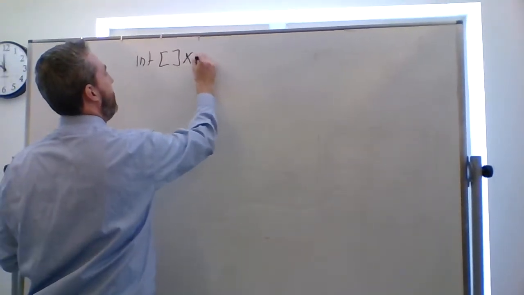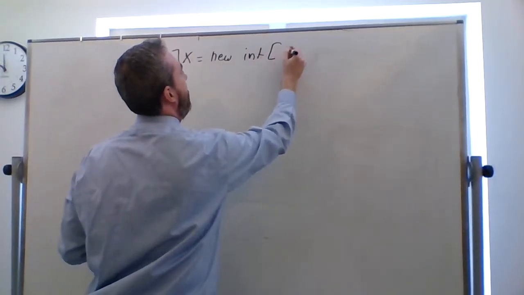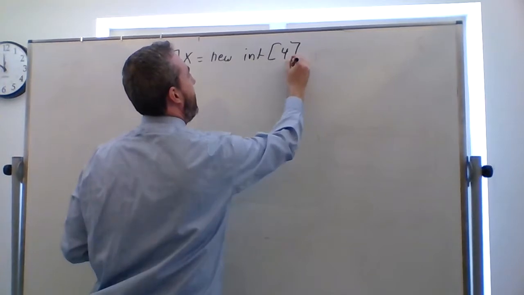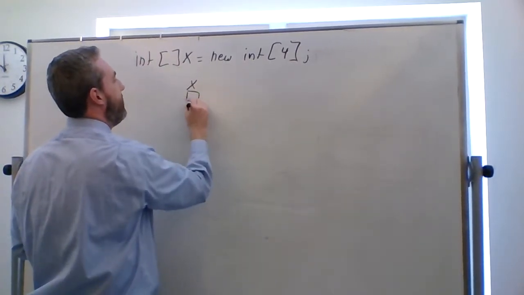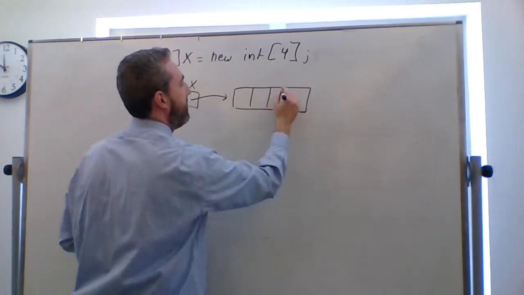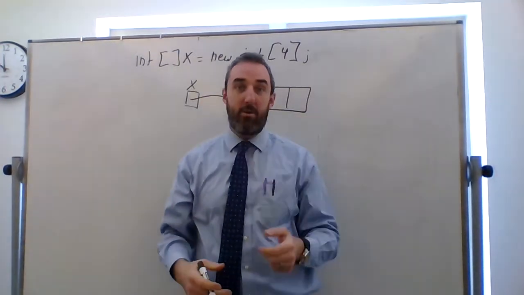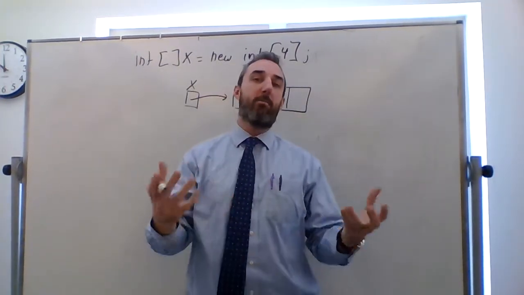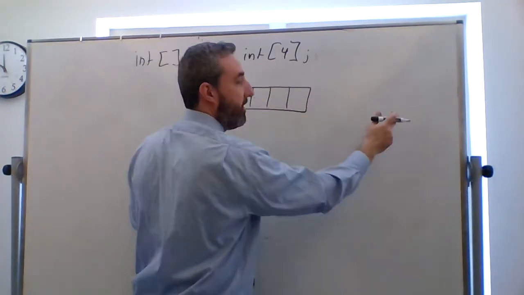int array x equals a new int array, and let's say it's big enough for 4 spots, what I get is reference x to a list of 4 blocks, each of which can hold a single int. So this is really convenient if I had to hold 4 grades or 4 numbers for some reason. If I want to make it bigger, I just make that number bigger. I can hold more things.